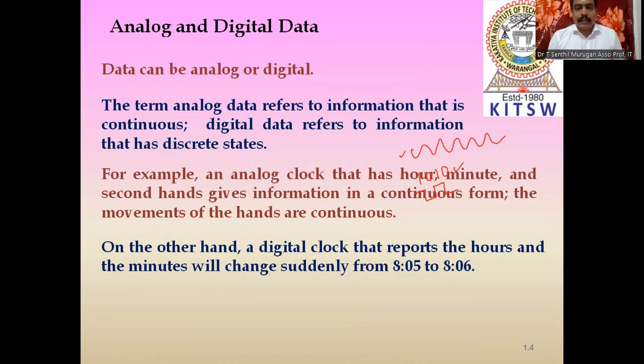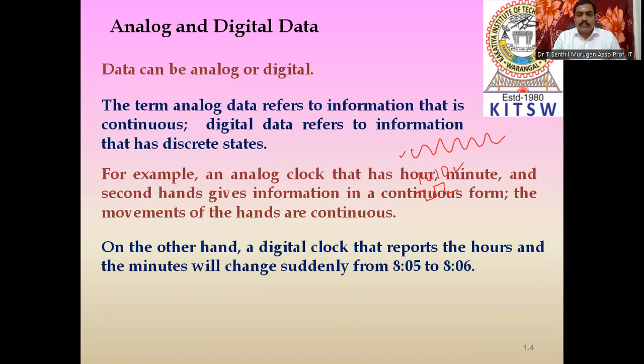So for example, for analog data, the analog clock. Some needles are there, and it is rotating continuously. It has the hour, minute, and seconds hands, and gives information in a continuous form. There is no stop, continuously it is running. After 24 hours, again it will start from 0, 1, 2, 3, 4, 5, 6, 7, 8, like that. The movements of the hands are continuous in the clock. That's why that is the analog clock.